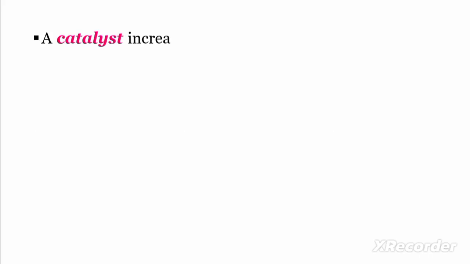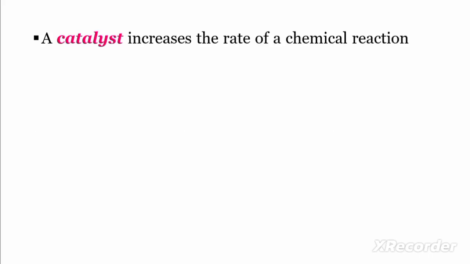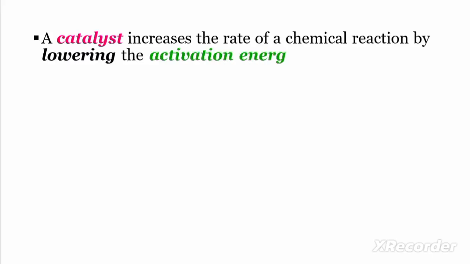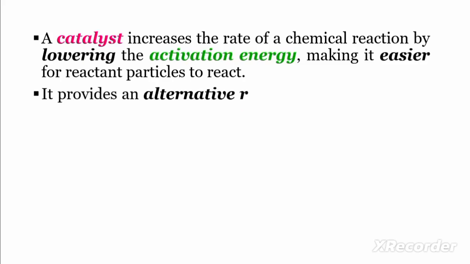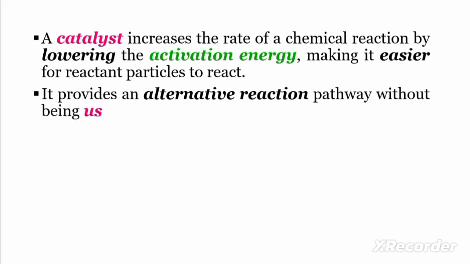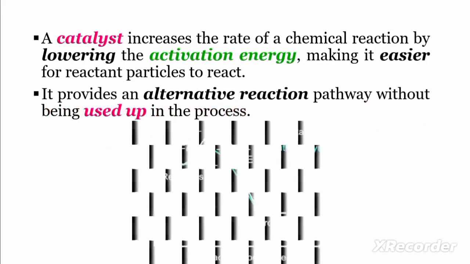Let us explain the role of a catalyst in the reaction. A catalyst increases the rate of chemical reaction by lowering the activation energy, making it easier for reactant particles to react. Activation energy is like a path used by the reaction. A catalyst will shorten this path, thereby making the reaction easy, quick, or fast. It provides alternative reaction pathways without being used up.